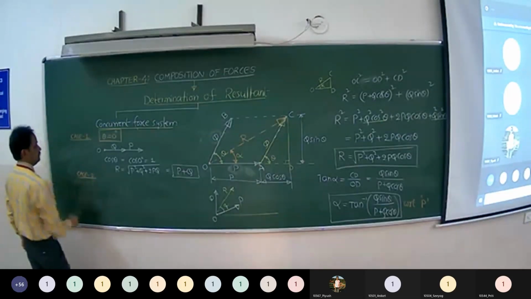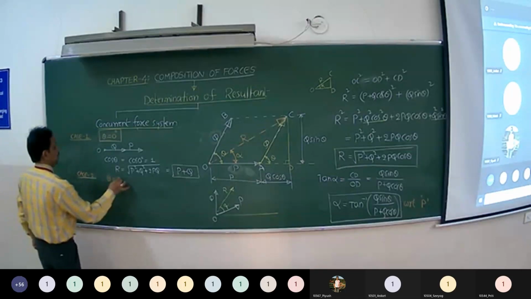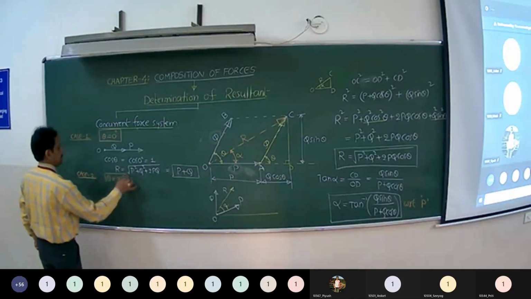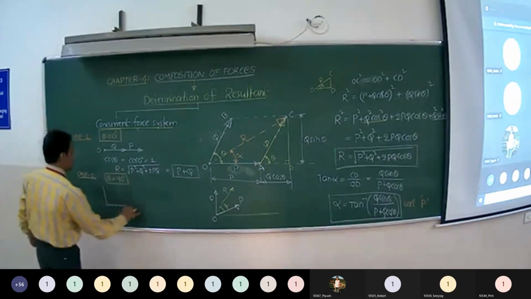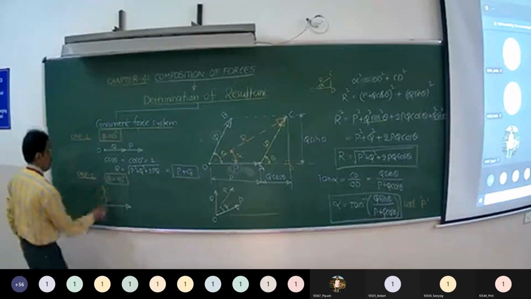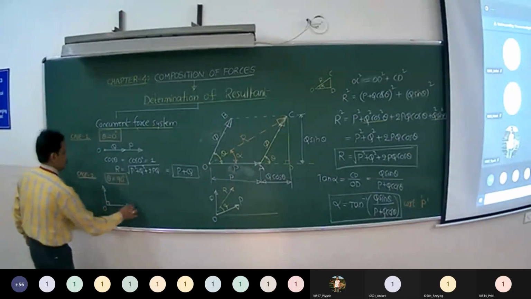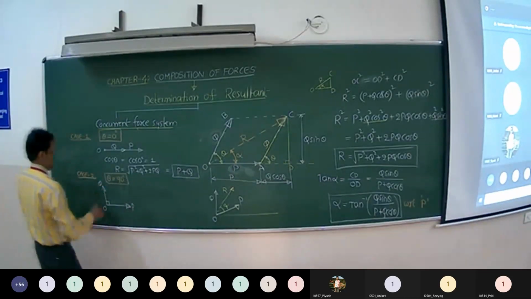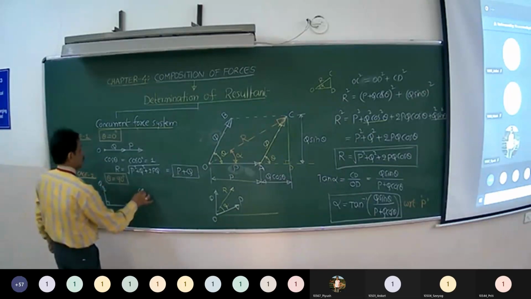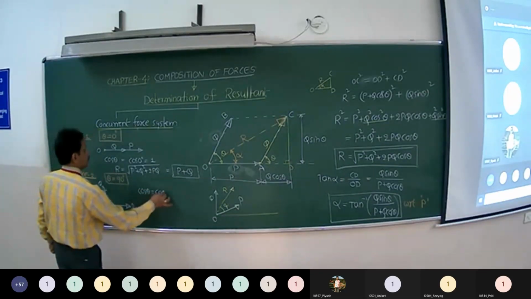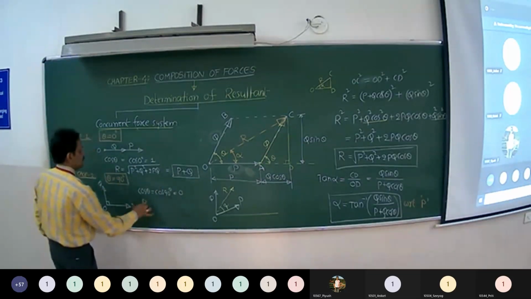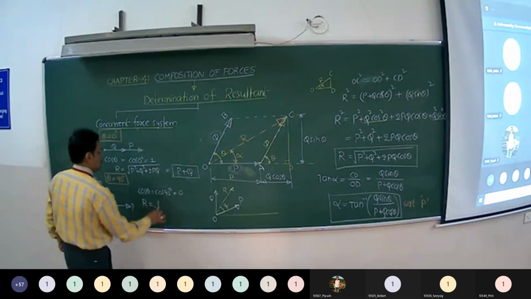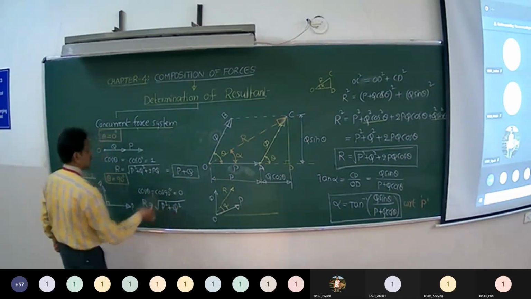Case 2. When theta is equal to 90 degrees, that means forces P and Q are perpendicular. Now what is cos theta? Cos 90 is 0. Then the magnitude of resultant R is equal to square root of P square plus Q square.